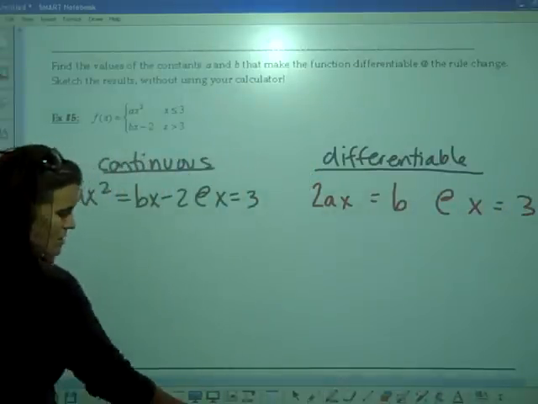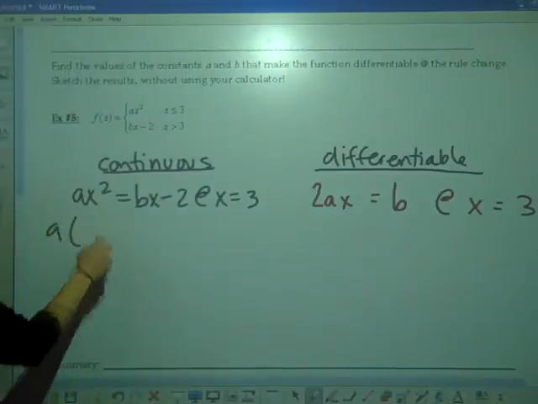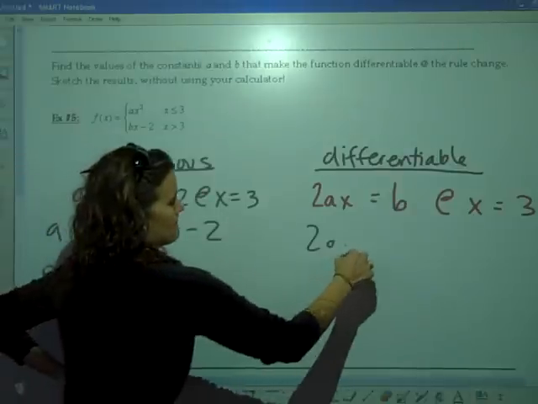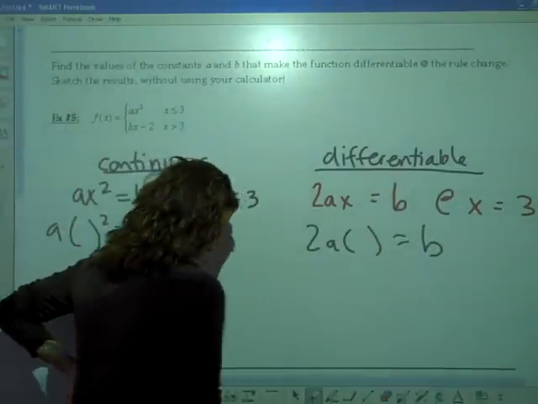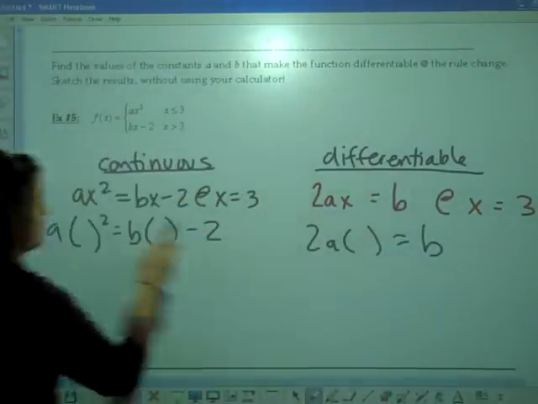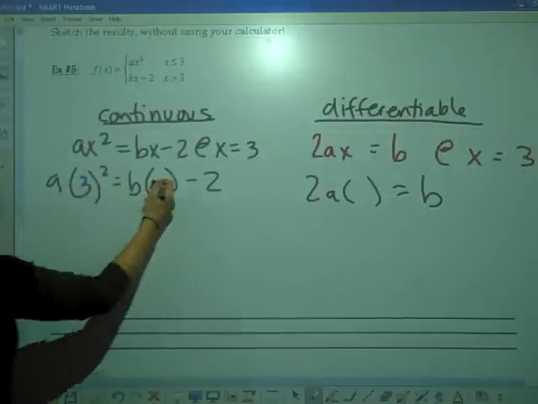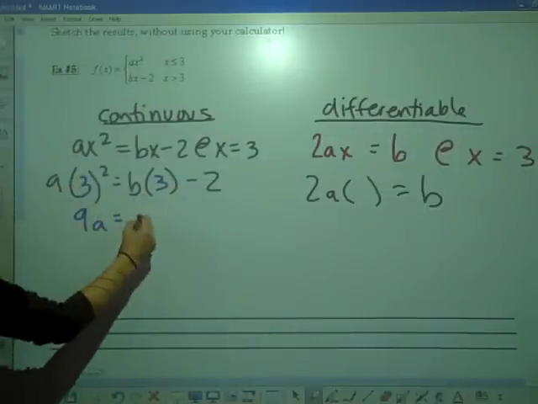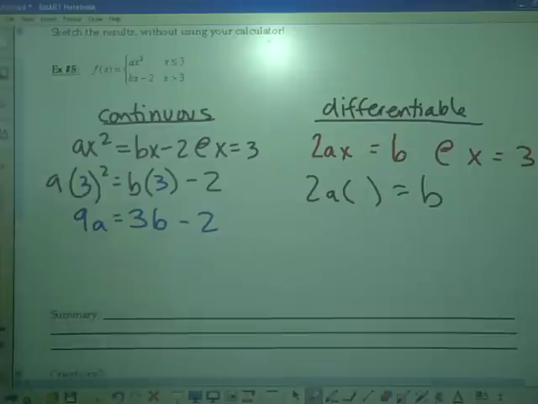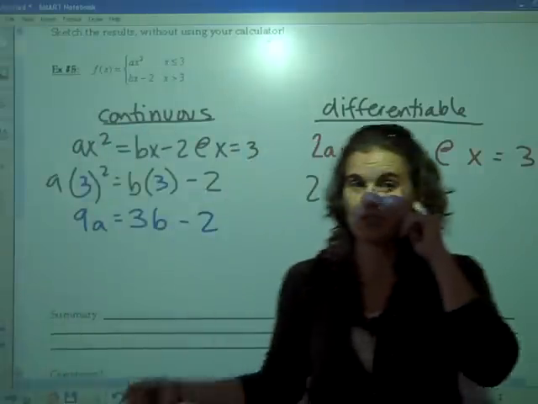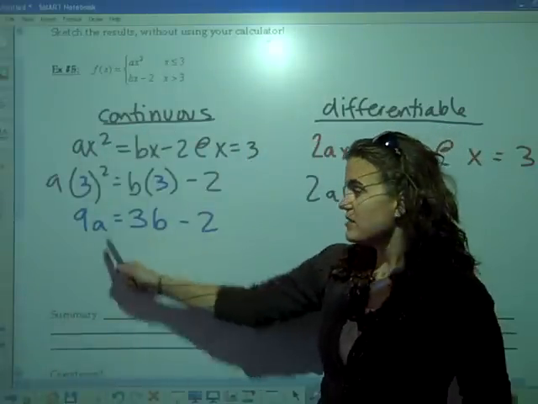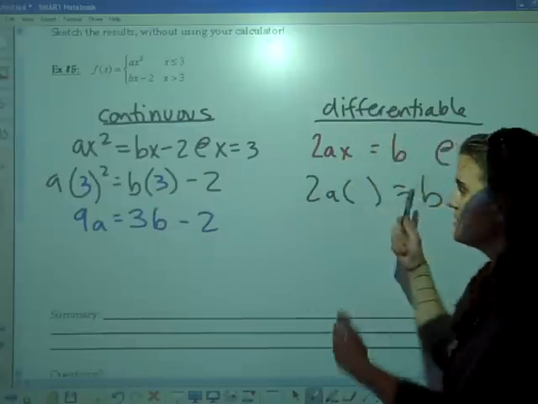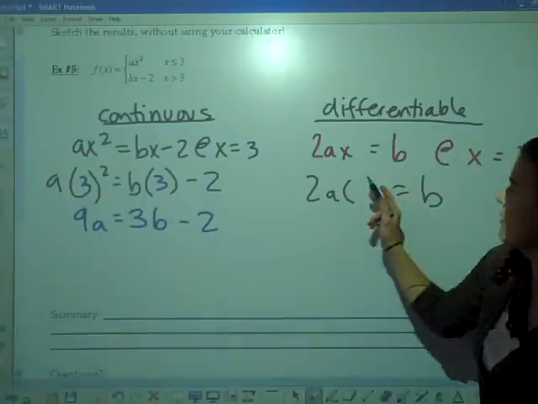So at x equals 3. So you're going to plug in a 3 everywhere you see x. And I'm kind of solving them simultaneously up here. You can solve them one at a time, whatever you want to do. Plugging in a 3, I see 3 squared, which is 9, times a equals 3b minus 2. And this is why we couldn't just ask you if this function was continuous or not. We don't have enough information to solve for a and b just on the continuity piece. We do need the differentiability piece in order to solve.